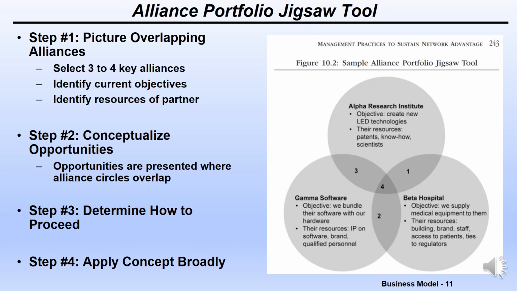Step 4 is to apply broadly by looking at complementary products, substitutes, new industry entrants, or even competitors to determine whether collaborating with them and an existing partner provides any areas of opportunity for your firm.